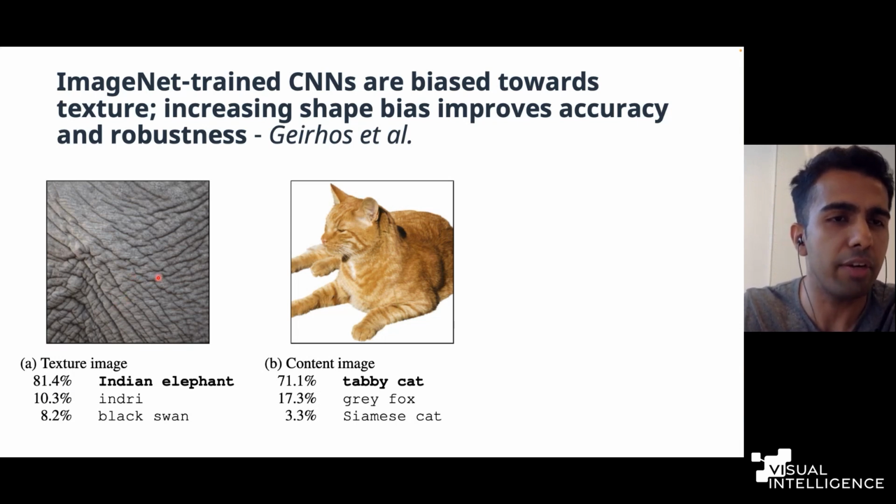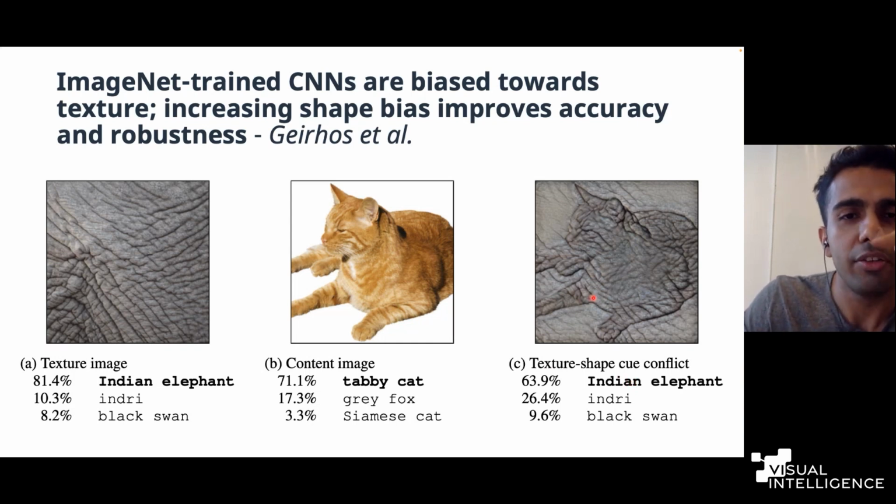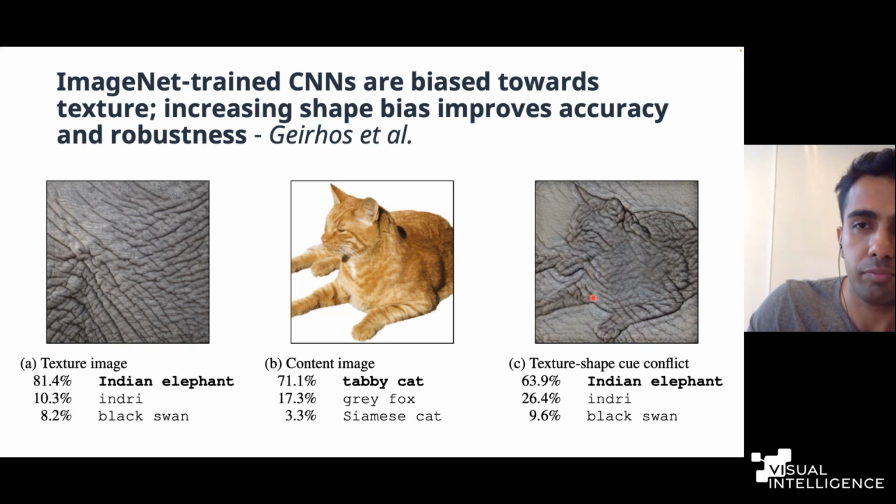So what they did was something very interesting. They used style transfer. I'm assuming many of you know what style transfer is. They transfer the texture from the elephant image to the cat image, and you get something like this, and it still classifies it as an elephant. Whereas when they tested humans, humans still classify this as a cat. Right? So this showed that the networks are biased more towards texture and less towards the shape.